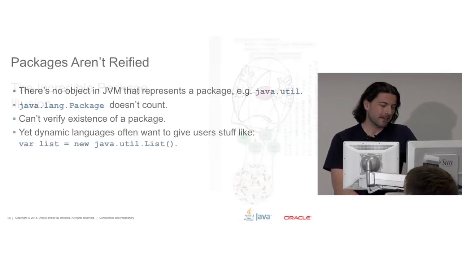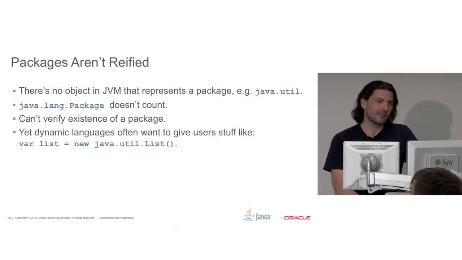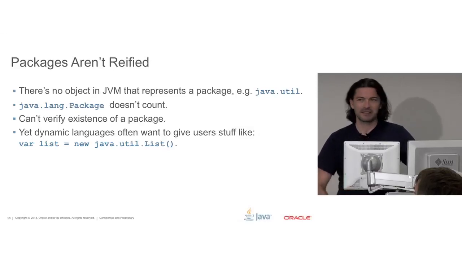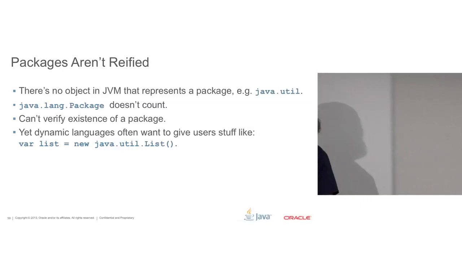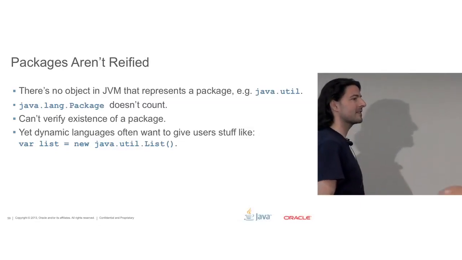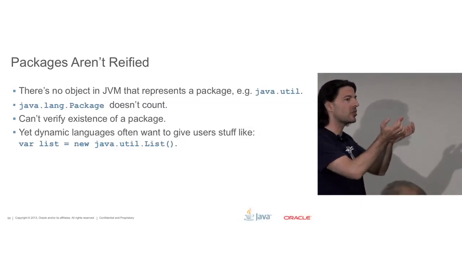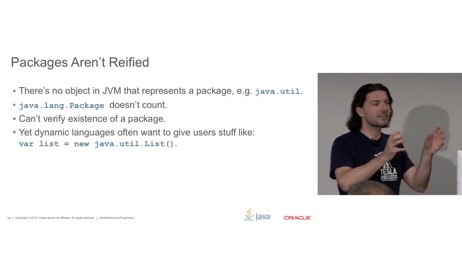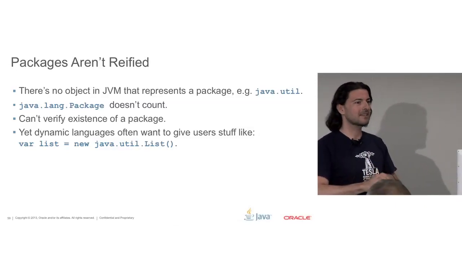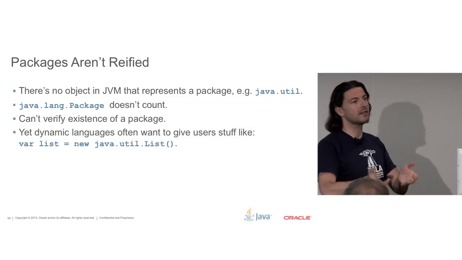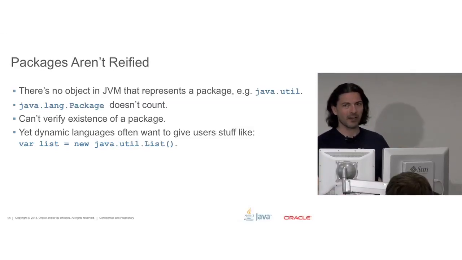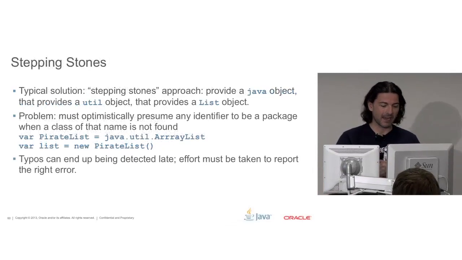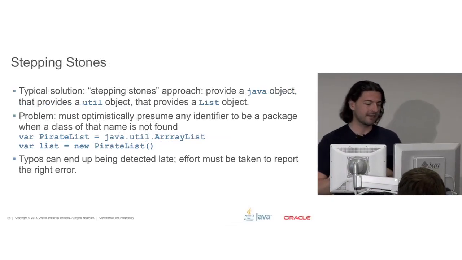We have this thing where packages are not really reified in Java, right? So there is no such thing as figuring out whether a package exists. But your languages still want to do things like new Java util list. And JavaScript, what does it do? You have a global object named Java, and you try to address util on it, then you will see, do I have a class with this name? No, well, it must be a package. And then you have problems with what I call the stepping stones approach, and I really hate it.